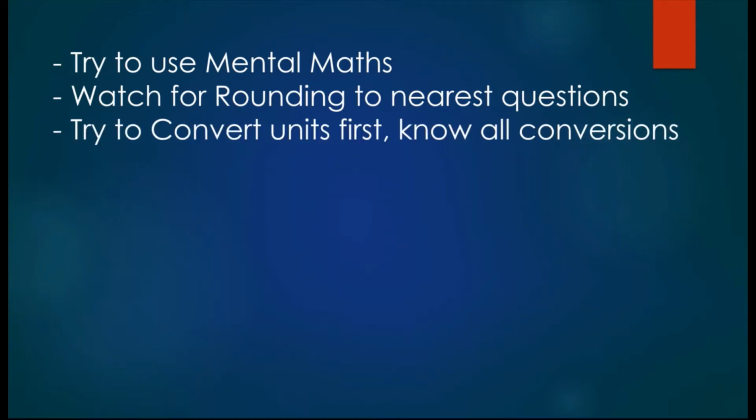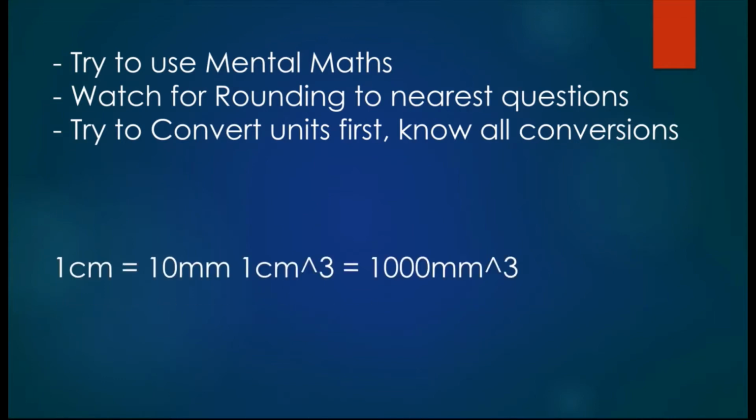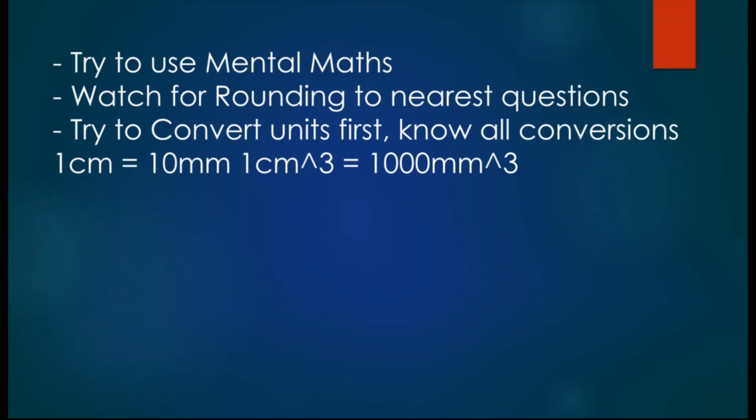Next, try to convert units first and know all your conversions. This is because, as we know, 1 centimeter is equal to 10 millimeters, but 1 centimeter cubed isn't equal to 10 millimeter cubed. It is equal to 1000 millimeter cubed. So if you can try to convert the units first, it will make the calculations much easier. And you need to know all the conversions on the back of your head because you can't be wasting any time.